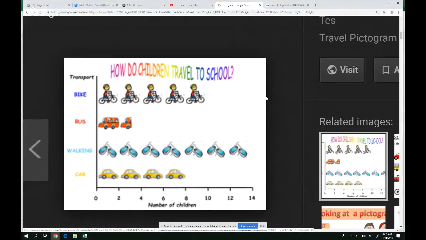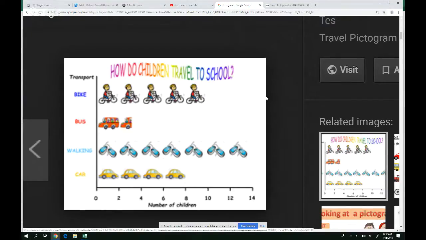It makes it look, well, and I think they did this on purpose, the bikes are bigger than the buses, right? Makes it look like the bikes are way larger than the buses, but the buses probably hold more students, right? Okay, so it's a great way to distort your data.